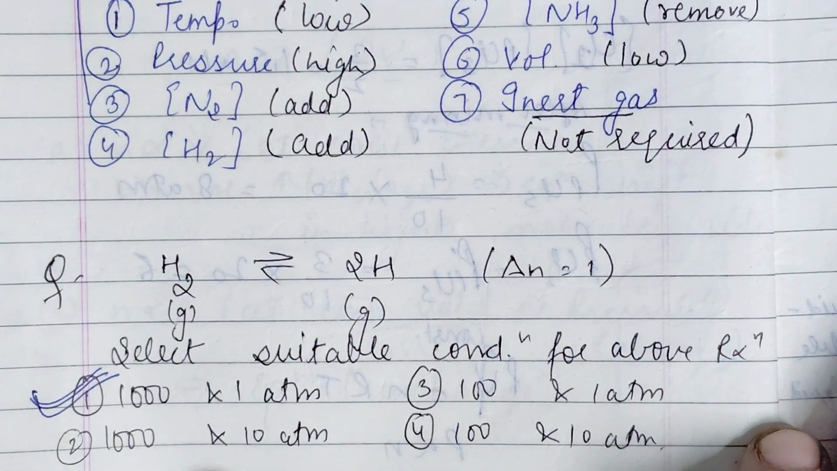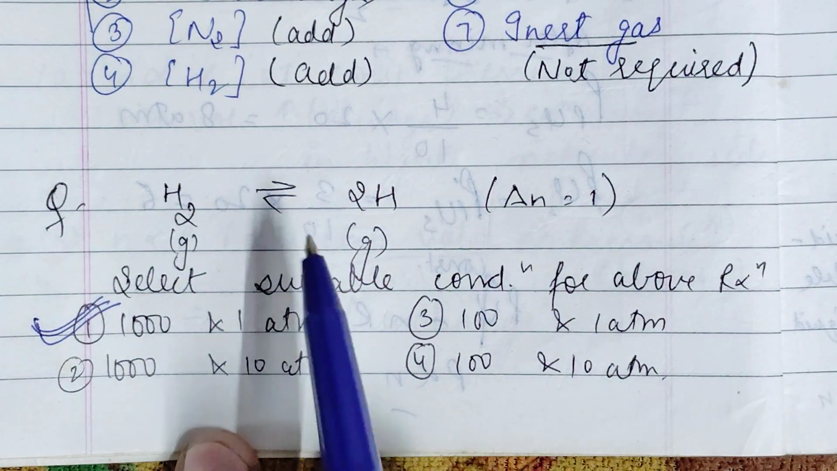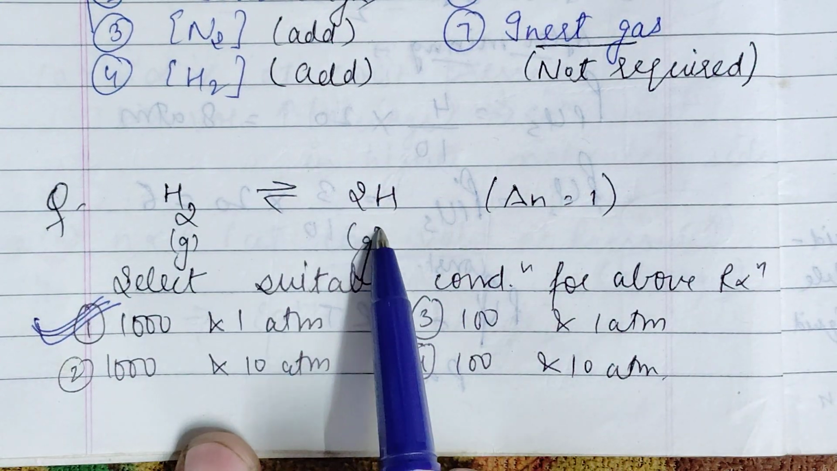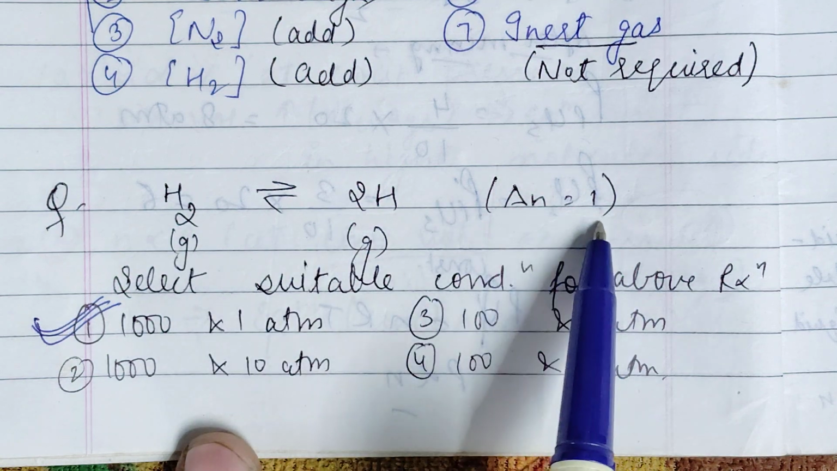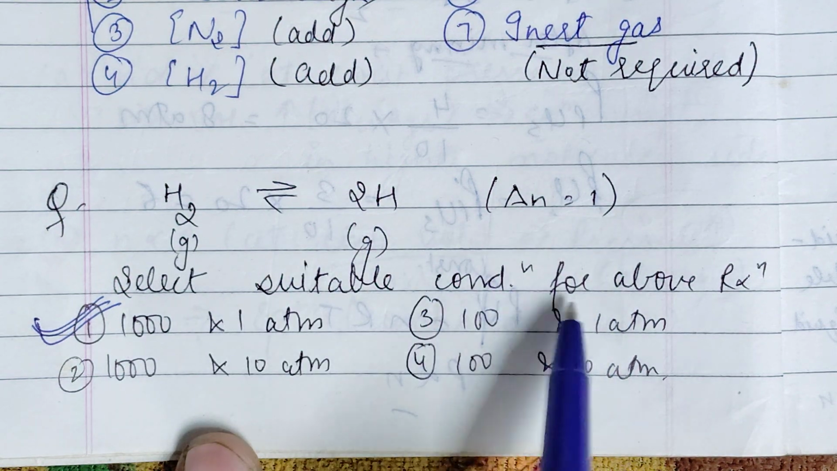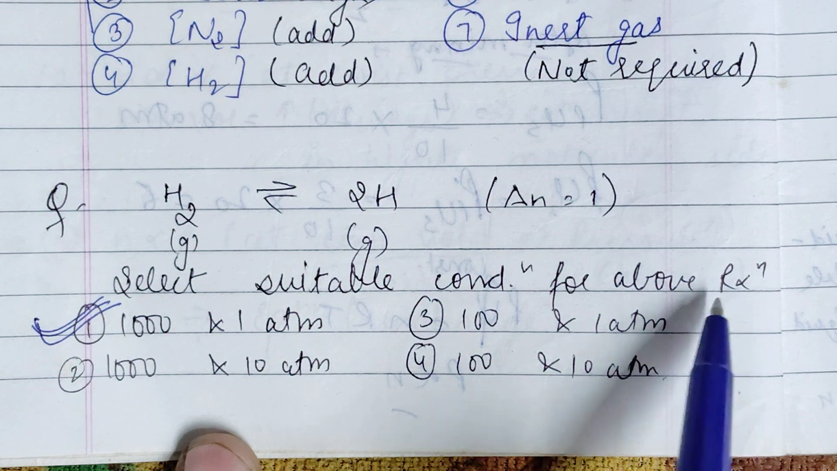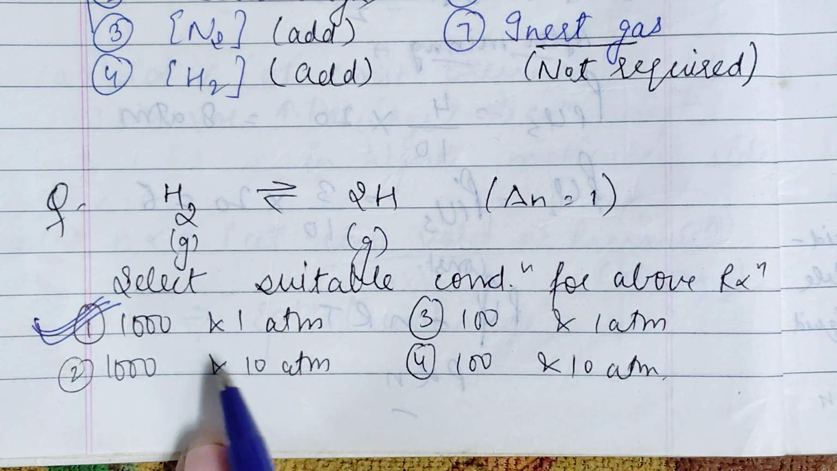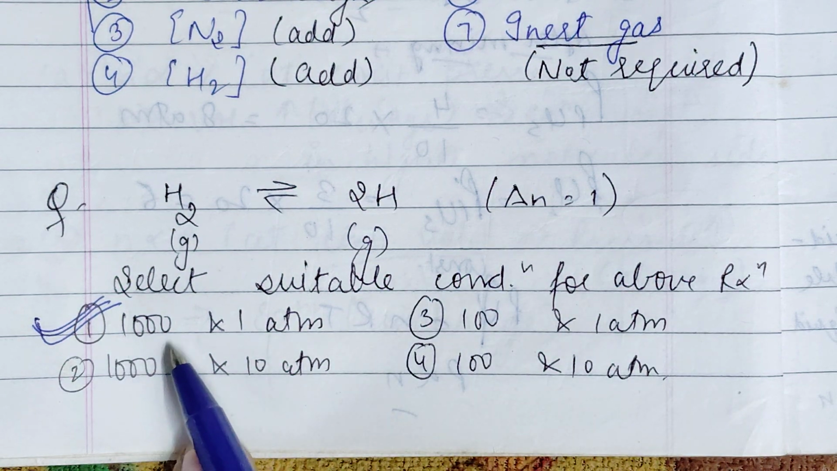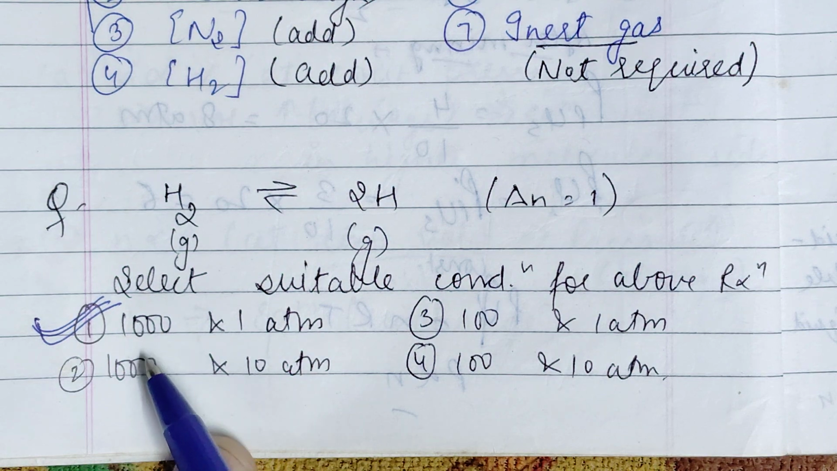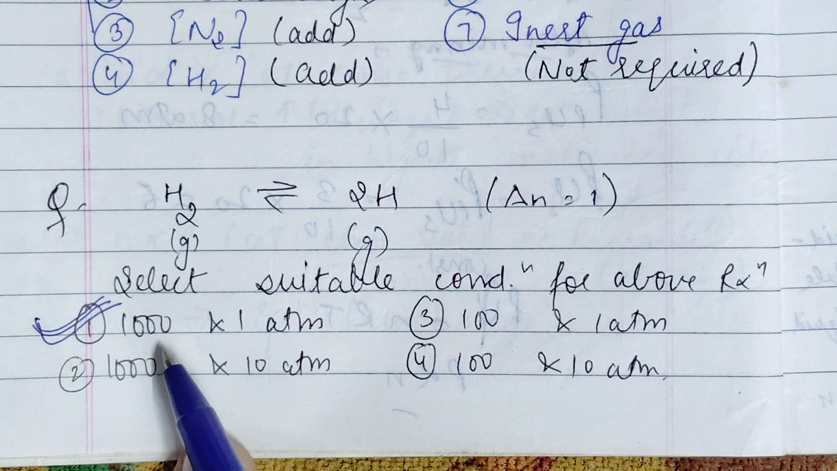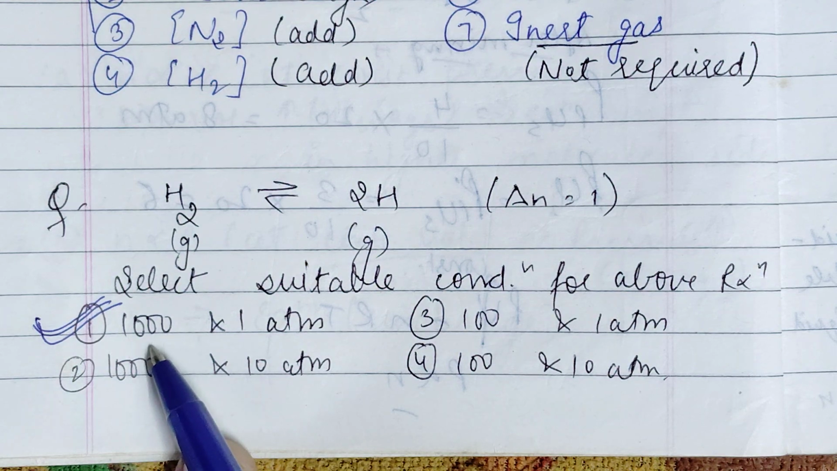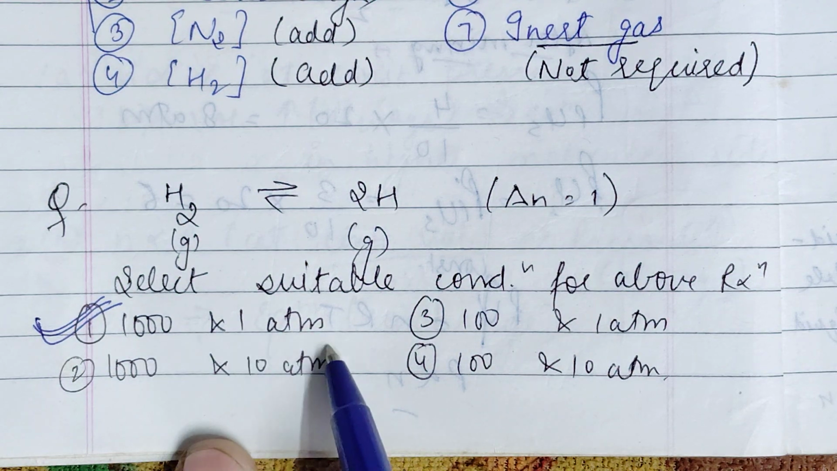Next is H2 gives 2H. Here delta n is 1. Select suitable conditions for the above reaction. So there are options given. So hydrogen gives nascent hydrogen. Suitable condition is 1000 and 1 atm.